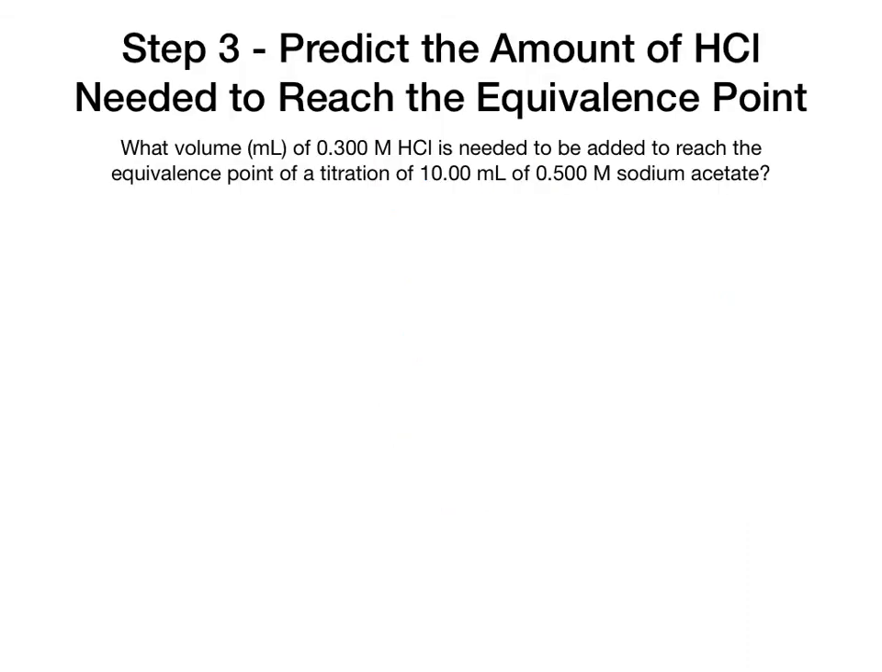Okay, so now for something a little bit easier. The last thing that we want to do, when starting our titration and making our predictions, is figure out what volume of our titrant we are going to need to use to reach the equivalence point. So what's happening here is that we have our burette, and we are going to put our HCl in our burette.